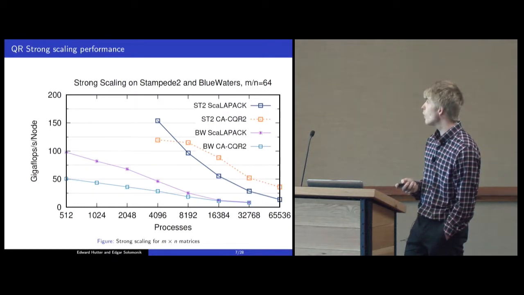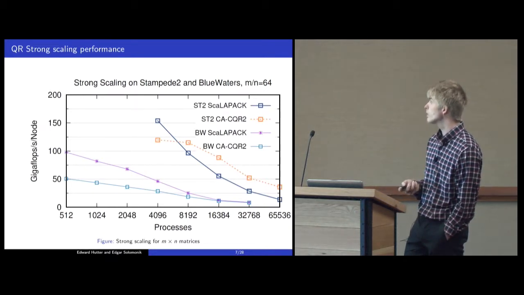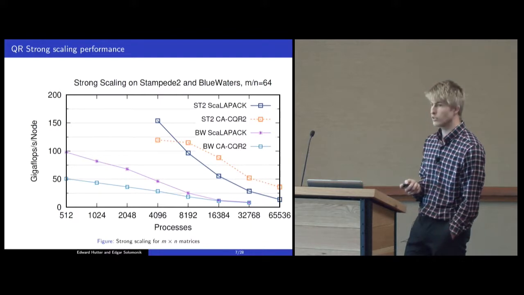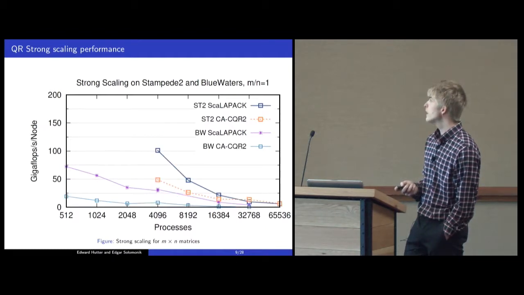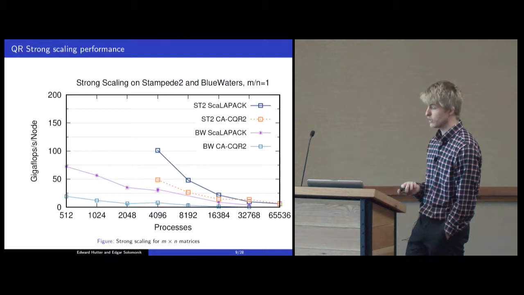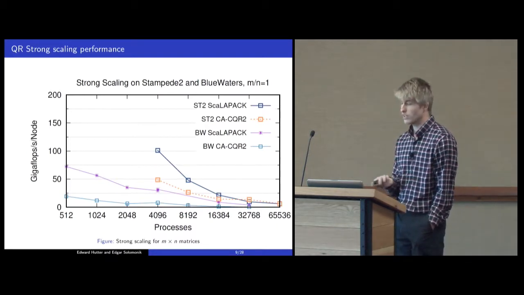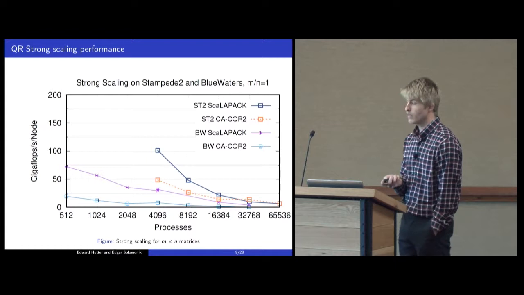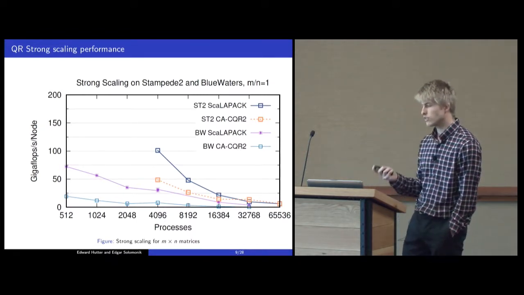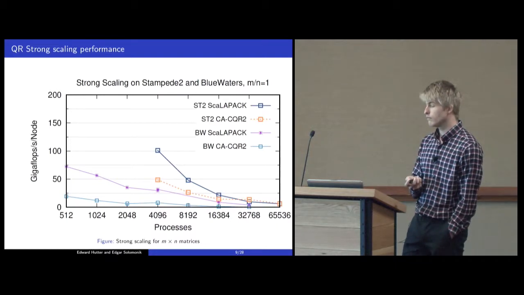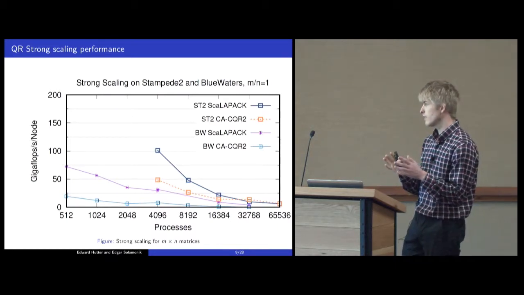So, another wider matrix, m over n equal to 64. Again, we see the same trends here with the results on Stampede2 and Blue Waters, and then a row versus column ratio of 8, and then 1. So if we look at square matrices, we see that our algorithm really doesn't perform that well versus ScaLAPACK because of the computation overhead, and so the decrease in communication doesn't play that large of a role in the range of processes that we test.